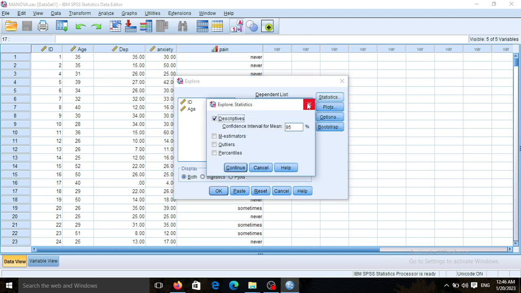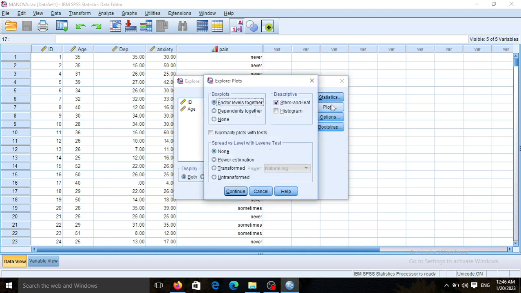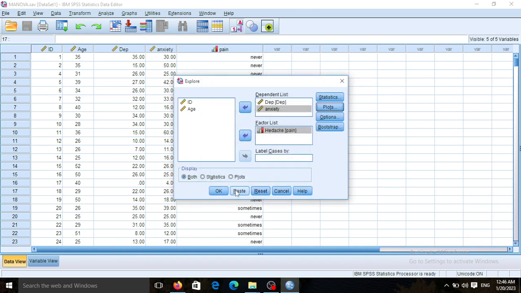statistics, and I can choose descriptive statistics. I choose plots, and I select histogram and normality plots with test, and then continue. I click OK.